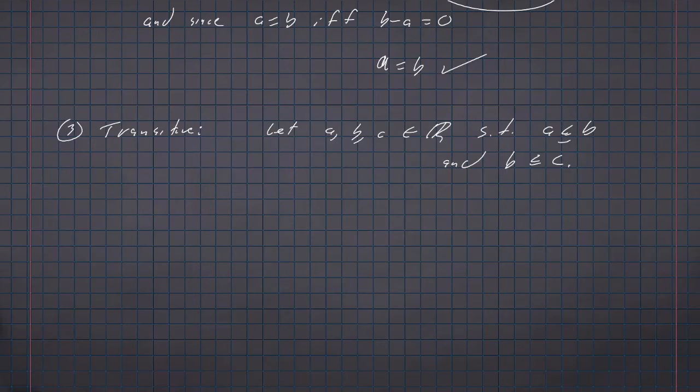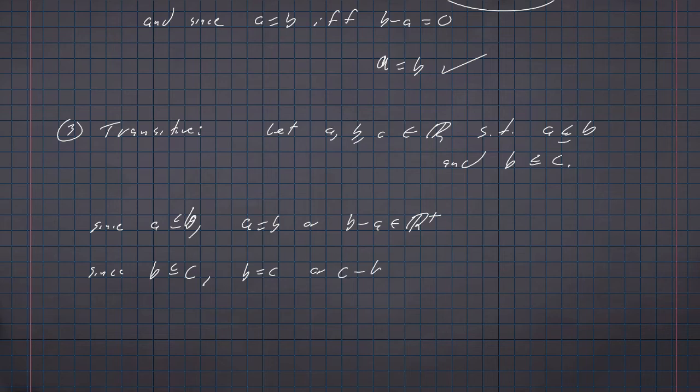Well, the only thing we know is that since A is less than or equal to B, that means that either A is equal to B or B minus A is positive. Since B is less than or equal to C, that means that either B is equal to C or C minus B is positive.